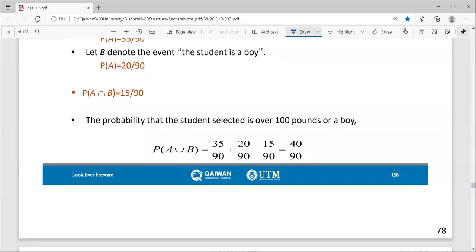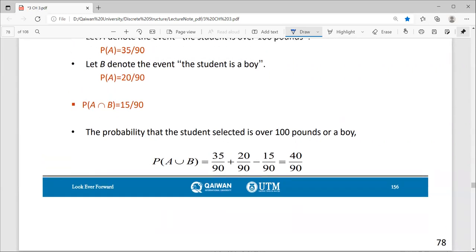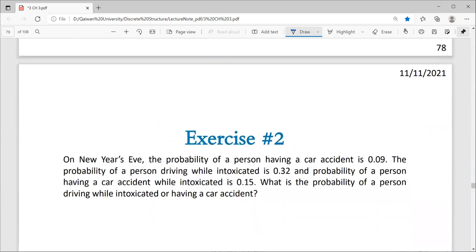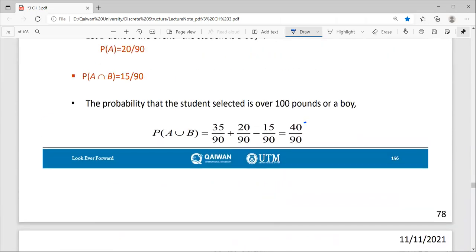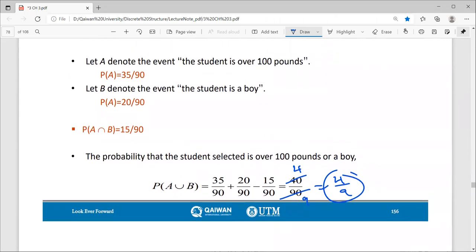You can cancel this out. It becomes 20 over 45, and then it becomes 4 over 9. Dividing by 5 gives 4, dividing by 5 gives 9, which is 4 over 9. This is the probability of a boy or a student who is over 100 pounds.